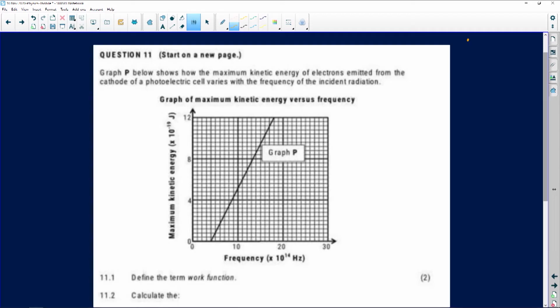And this is question 11. So we have a graph below that shows the maximum kinetic energy of electrons. Remember, kinetic energy is EK equal to 1 over 2 mv squared. The maximum kinetic energy of electrons emitted from the cathode of a photoelectric cell varies with the frequency of the incident radiation. Now, before I start with this, I know that it's talking about the photoelectric effect.